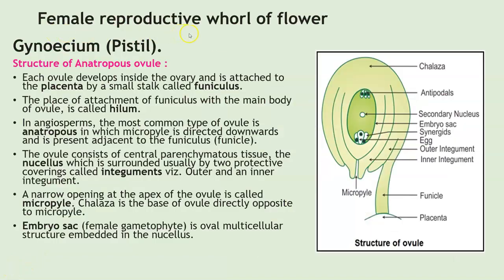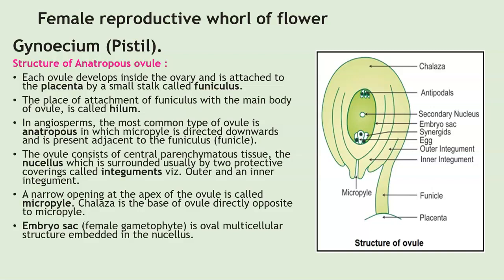Students, now let us have a look at the female reproductive part of the flower, which is the gynoecium. It is also called the pistil. Individual members of the gynoecium are called carpels. And a flower with many free carpels is called apocarpous. And when the flower has many carpels but they are fused together, then it is called syncarpous.